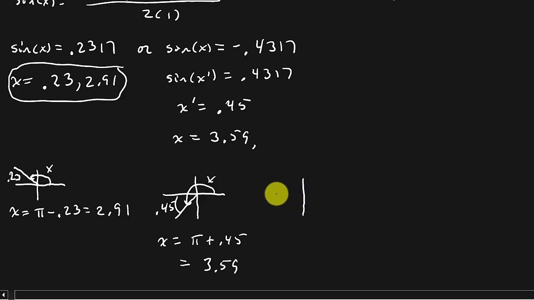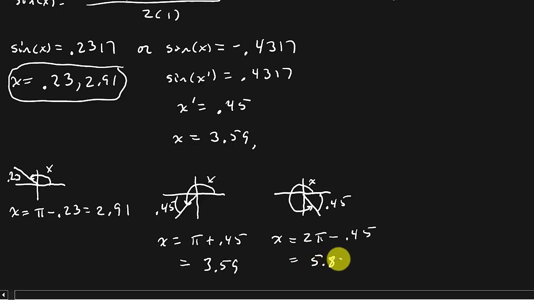Now let's find the fourth quadrant angle. So that's x, my reference angle, 0.45, and so x is equal to, that's going to be what, 360, but we're in radians, so 2 pi minus the reference angle. So 2 pi minus 0.45, that is 5.83. And so we got 5.83.